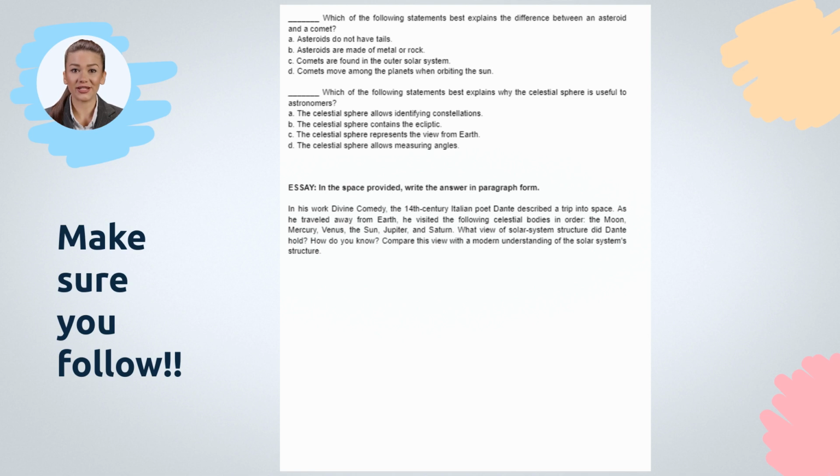Which of the following statements best explains why the celestial sphere is useful to astronomers? A. The celestial sphere allows identifying constellations. B. The celestial sphere contains the ecliptic. C. The celestial sphere represents the view from Earth. D. The celestial sphere allows measuring angles.